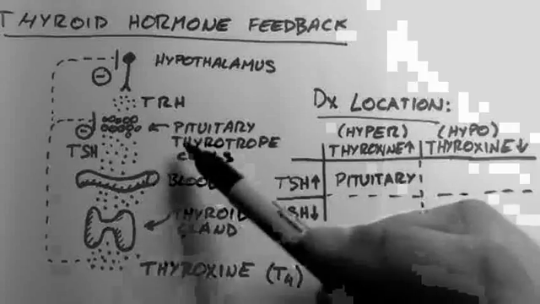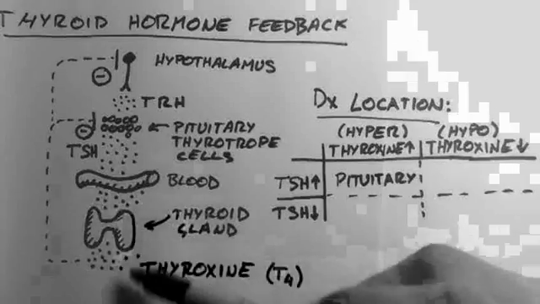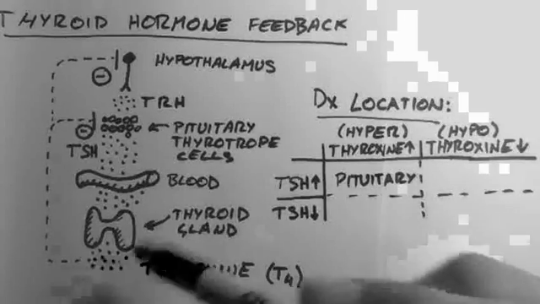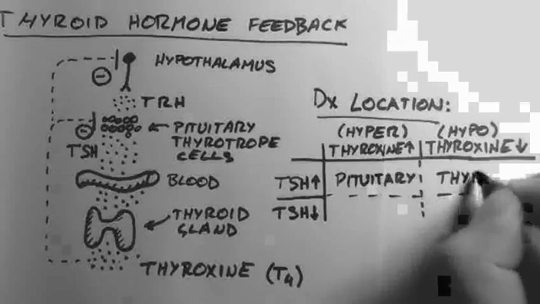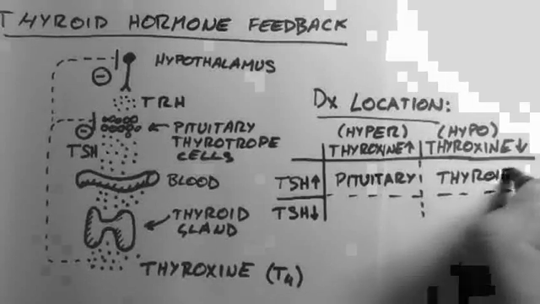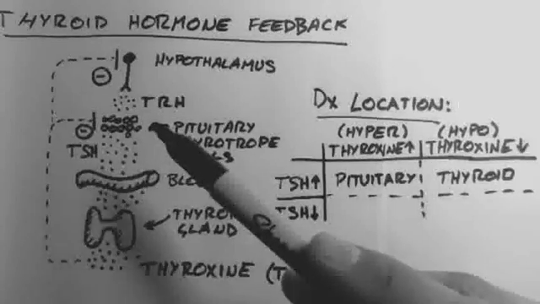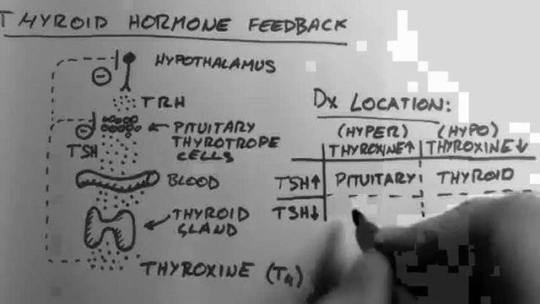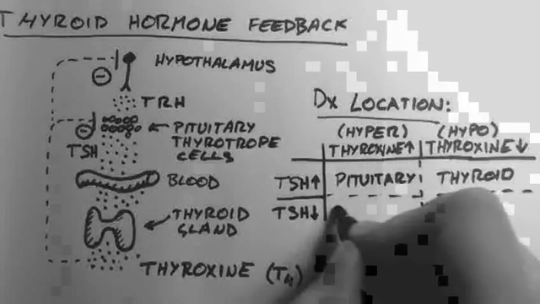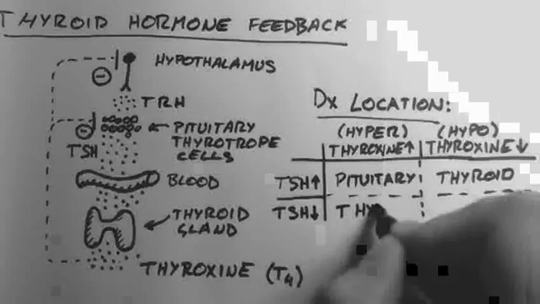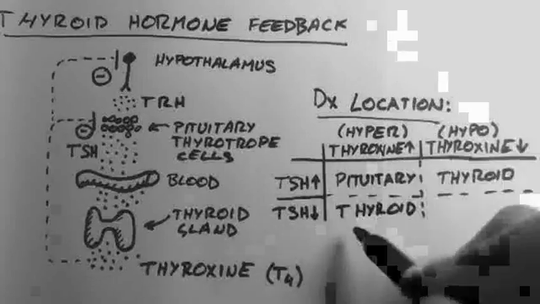If thyroxine is low but TSH is high, then there must be a problem in the thyroid, which means that it's not responding to the high levels of TSH. If TSH is low and thyroxine is high, then it must also be a thyroid problem, because it's not responding properly to the TSH, and it's still releasing high levels of thyroid hormone.